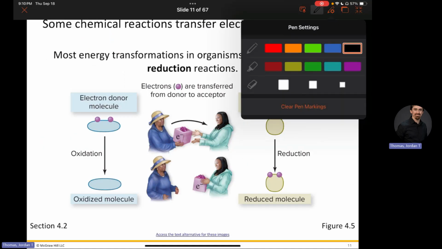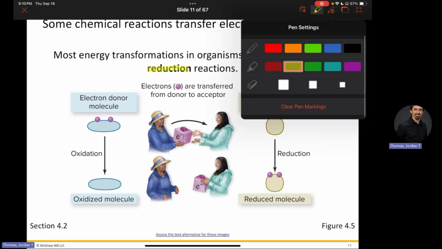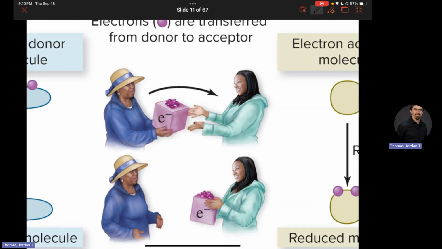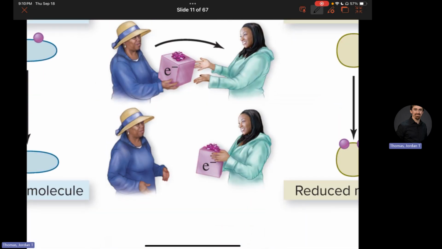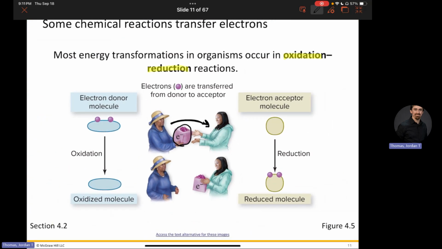The next type we're going to talk about is what's called oxidation and reduction reactions. And before we even talk about this, let's look at this example here. We have a lady on the left and a lady on the right. The darker blue is on the left, the lighter blue is on the right. And then we have this present right here. Notice how the lady in the darker blue is giving that present over to the lady in the light blue. So it's moving from one person to the other. And that's a very, very basic definition of what oxidation and reduction is. The electrons are represented by this purple circle.